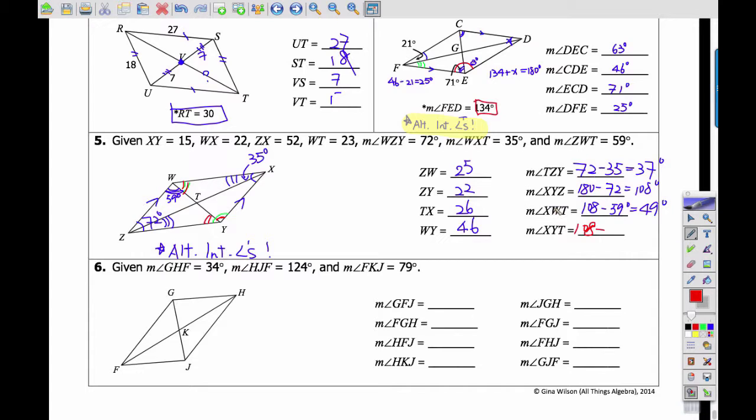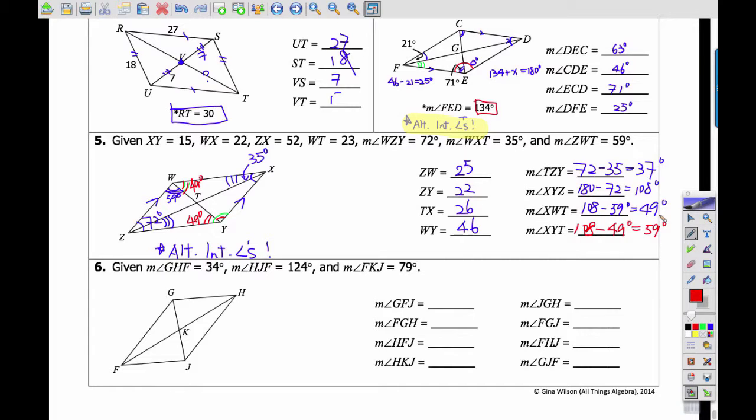XWY. I don't have XWY. Do I have XWZ? I have XWT. Oh, I do have it. I'm sorry, XWT. This part is what we just solved, which is 49 degrees. So this part would be 49 degrees as well. So it's 108 minus 49. I should have 59 degrees.